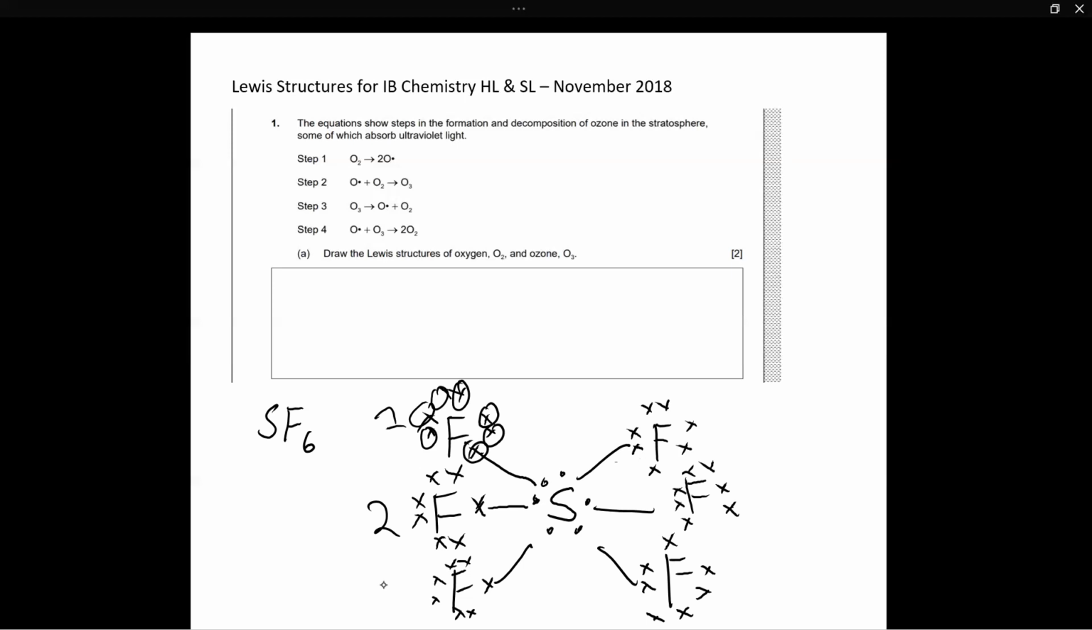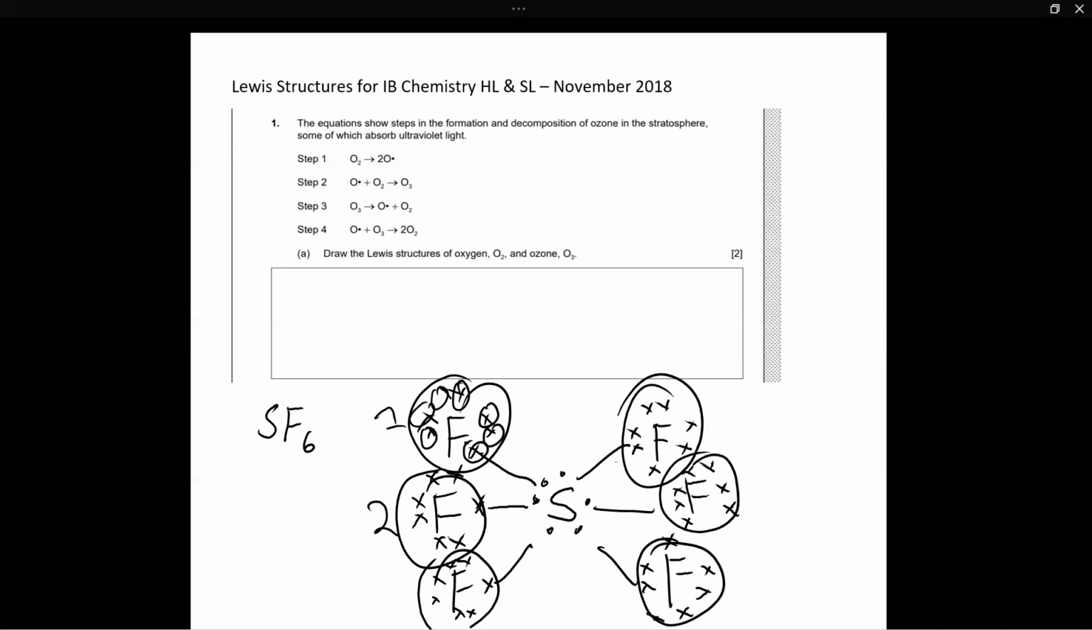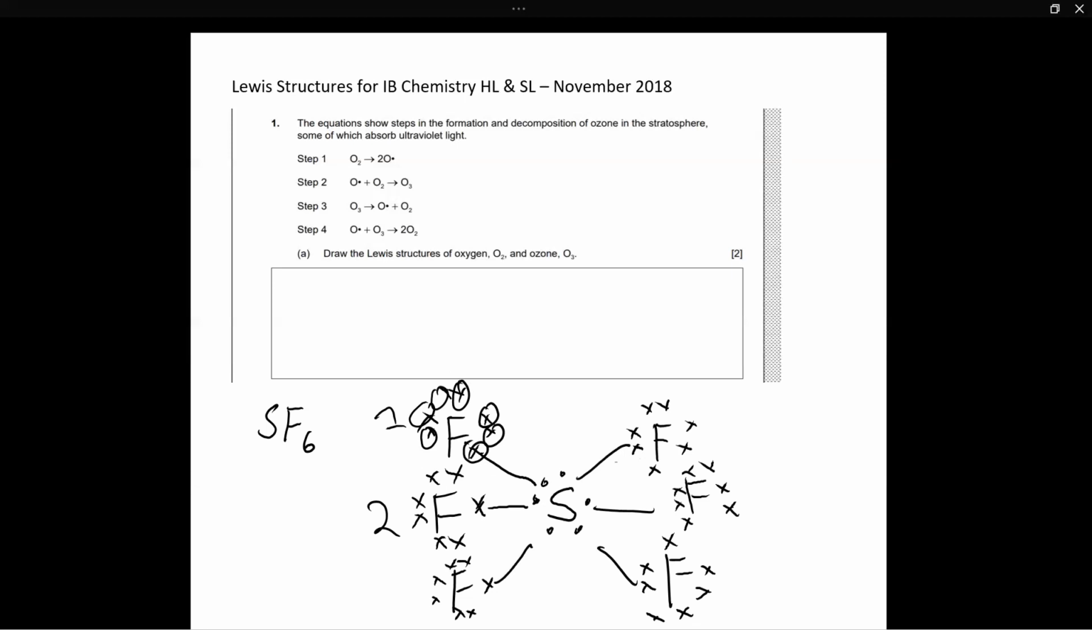But notice one more thing. None of the fluorines, not a single fluorine has expanded its octet. All of them still follow the octet rule. And that makes sense because fluorine is in period number 2 and it cannot expand its octet.